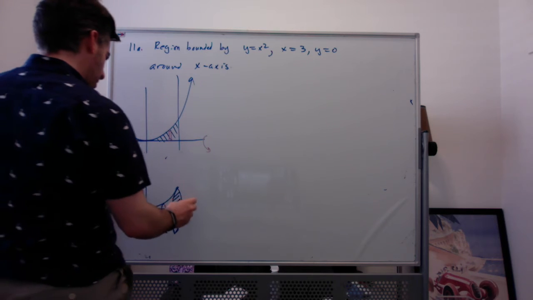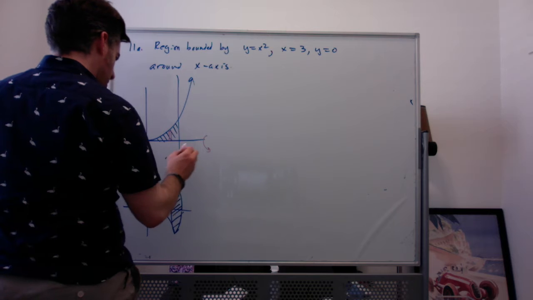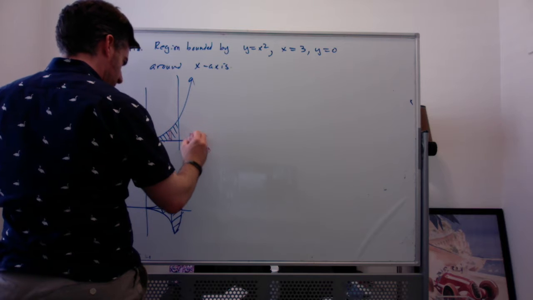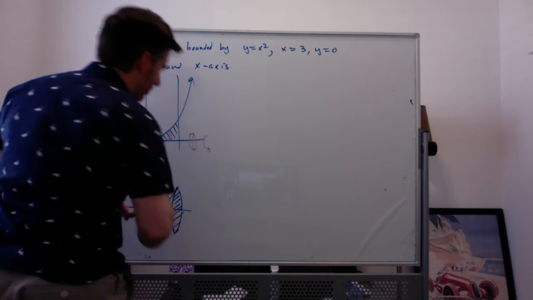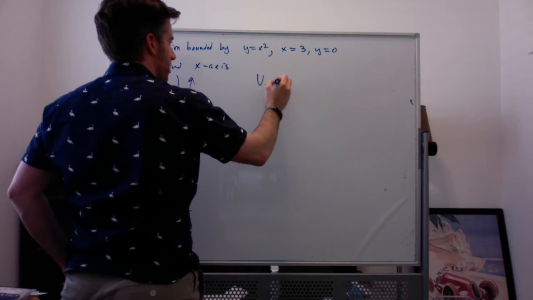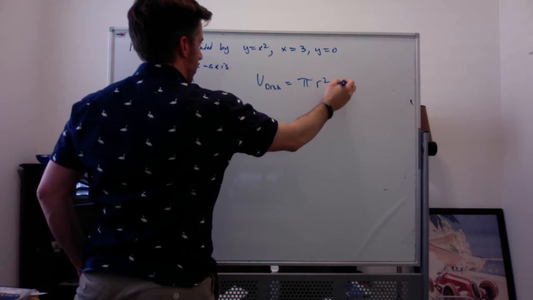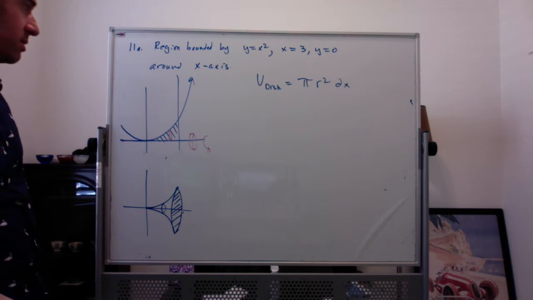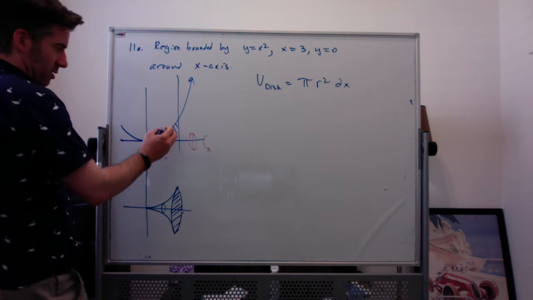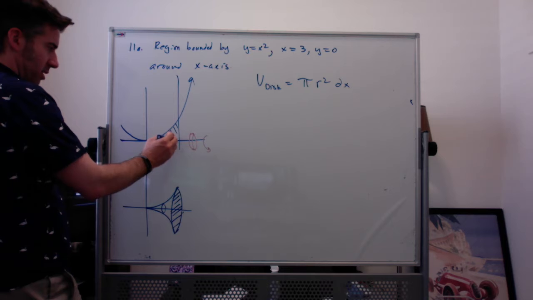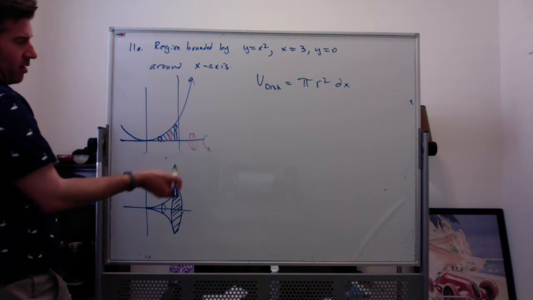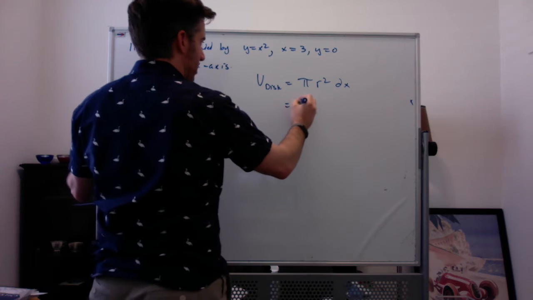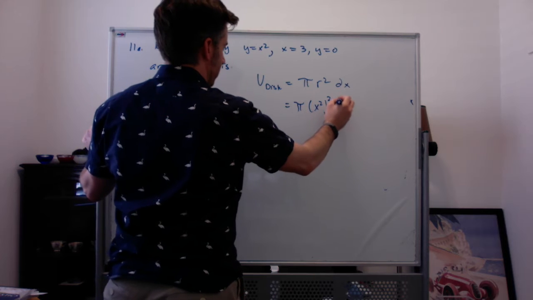And then when that strip gets revolved around, it's going to look like a disc, right? And the volume of that disc is pi times the radius squared times the thickness, which is dx for going around the x-axis, or dy for going around the y-axis. The radius is just the height of the strip, which depends on the function. If you move to the left, it's lower. If you move to the right, it's higher. So the radius here is just the function x squared. So the volume of my disk is pi times x squared dx.